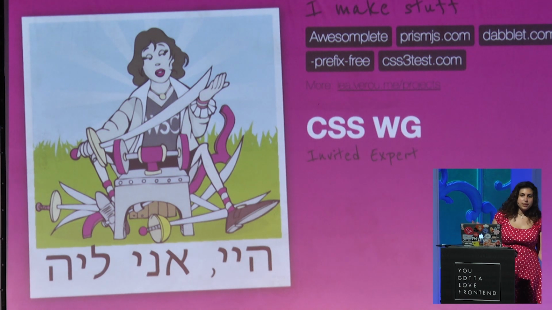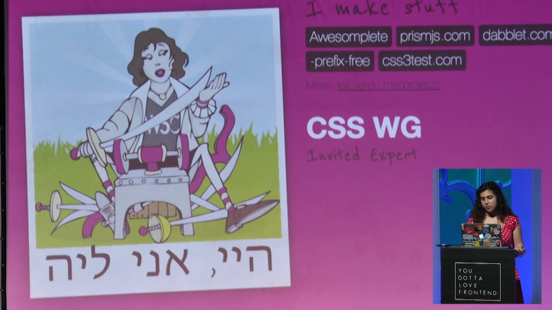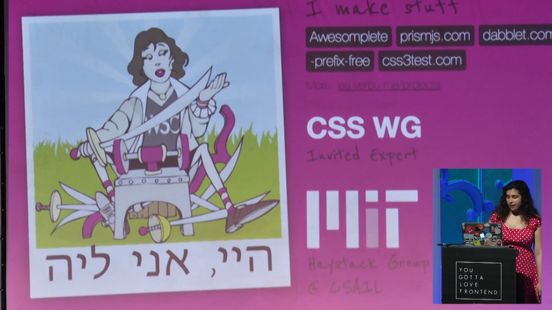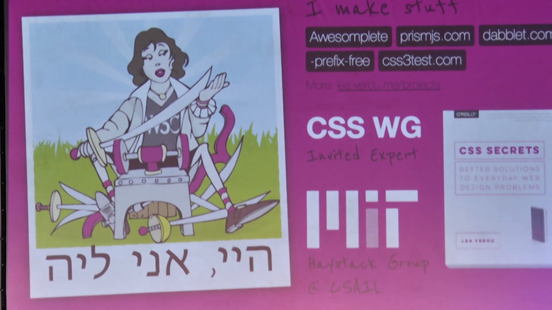I'm an invited expert in the CSS working group, which mainly means that we gather 4 times a year, and we spend increasing amounts of time talking about issues, about edge cases of decreasing likelihood. And as my day-to-day job, sort of, I do human-computer interaction research at MIT. And I recently published a book. Actually, a lot of the material in this talk is also in the book, if you're interested in reading more about it.